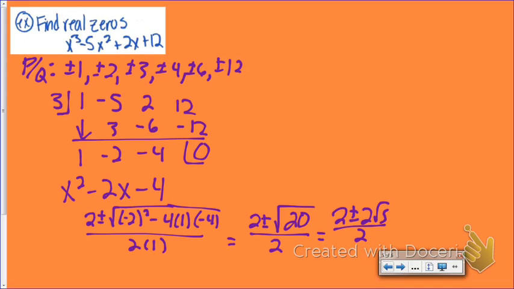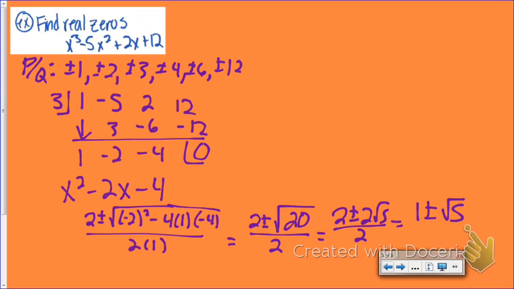And since both terms at the top have a 2, I can go ahead and divide by that 2 at the bottom. Remember, since I'm adding those two terms, I do need to make sure they're both divisible by 2. I can't just split one of them up. So that gives me 1 plus or minus the square root of 5.